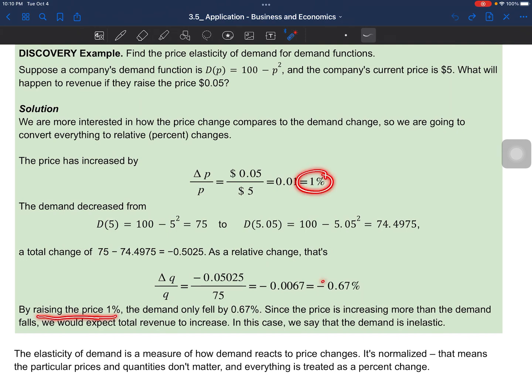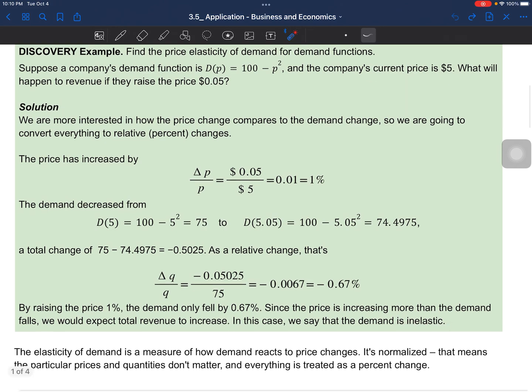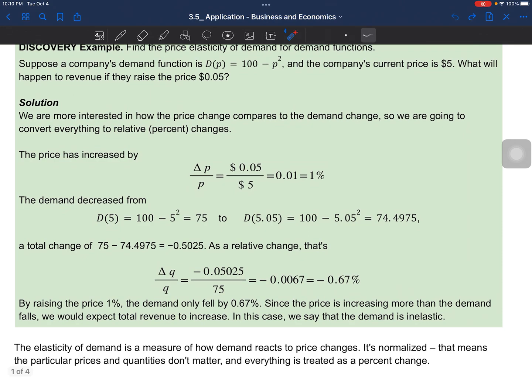So what this means is that if you raise the price, remember that negative means decrease, positive means increase. So if you increase the price by 1%, the demand will only fall by 0.67%, smaller than 1%. Since the price is increasing more than the demand falls, we would expect that the total revenue would increase. In this case, we say the demand is inelastic.